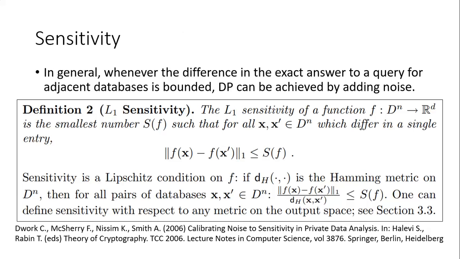Any two databases, X and X prime. It's saying that when you compute the sensitivity of a query function, a random algorithm, or whatever you want to call it, that's a Lipschitz condition, because what it's saying is that the maximum difference of a query on X and a query on X prime divided by the distance between X and X prime is always less than or equal to the sensitivity of that function.